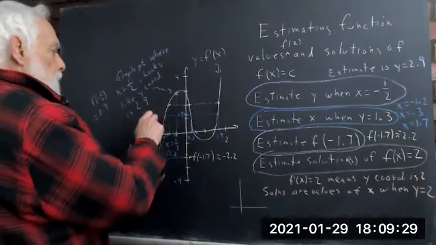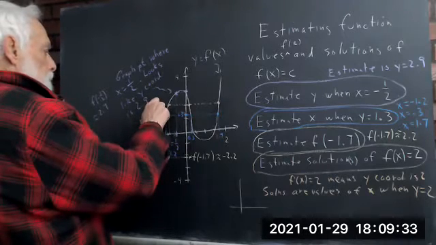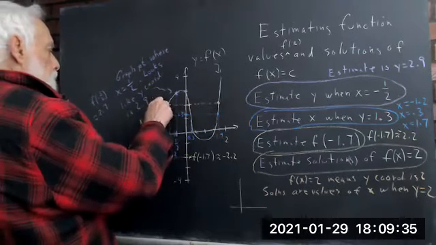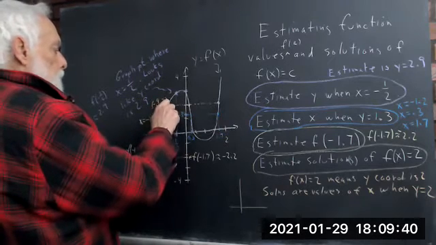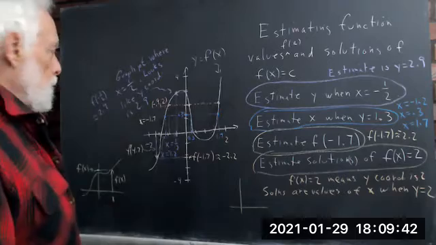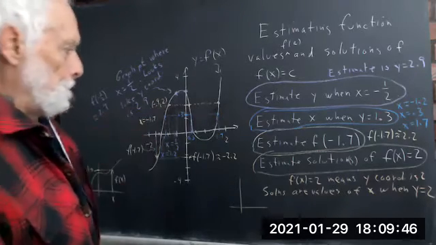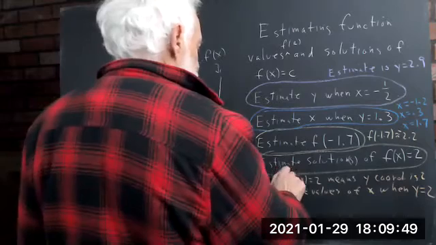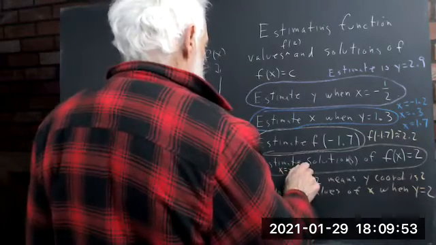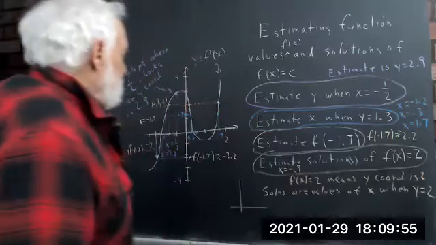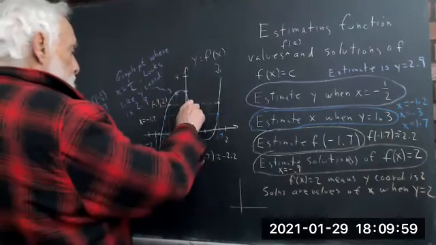the coordinates of this point are negative 0.92. So our solution is x equals negative 0.9. So I'm going to write that down here. X equals negative 0.9. This point.